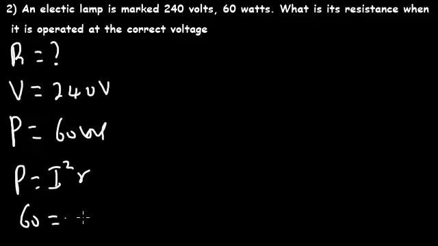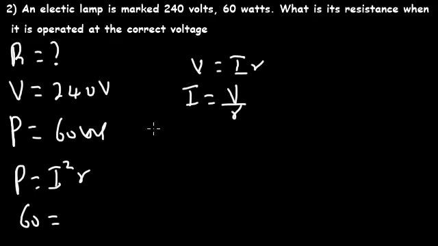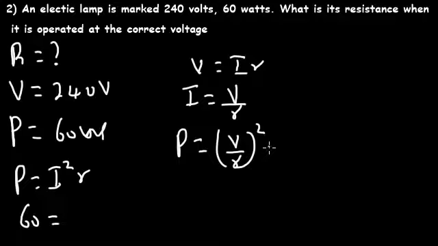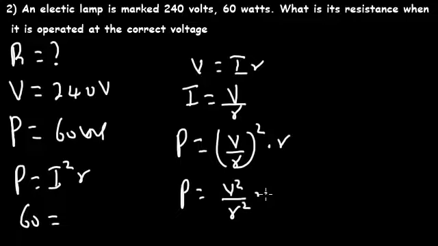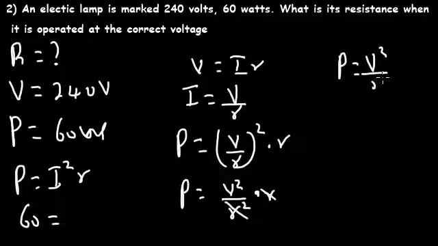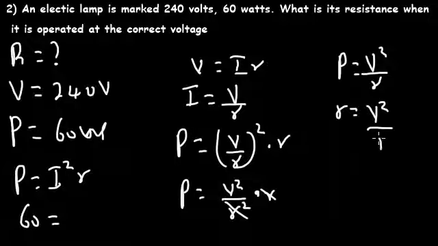So as the power is 60 and the current is not given, definitely we can make some arrangements from Ohm's law. Since V is equal to IR, then I will be equal to V over R. So we replace I with V over R right here. So P will be equal to (V over R) all squared, multiplied by R. Expanding the bracket, we have V squared over R squared multiplied by R. Now R reduces, we have P equals V squared over R. Since the goal is to find R, we have R equal to V squared over P.